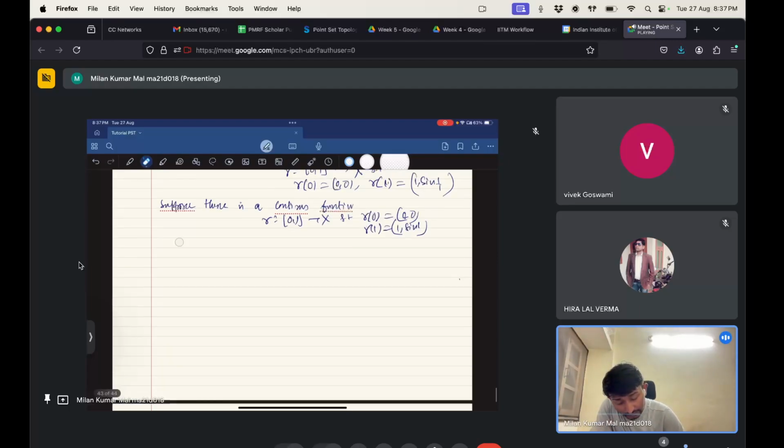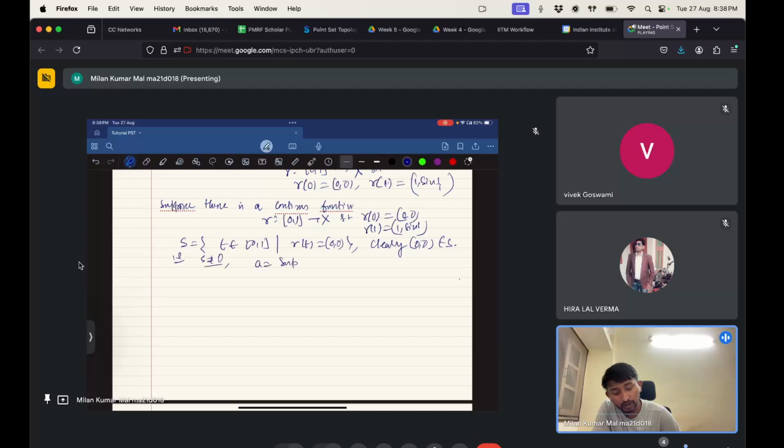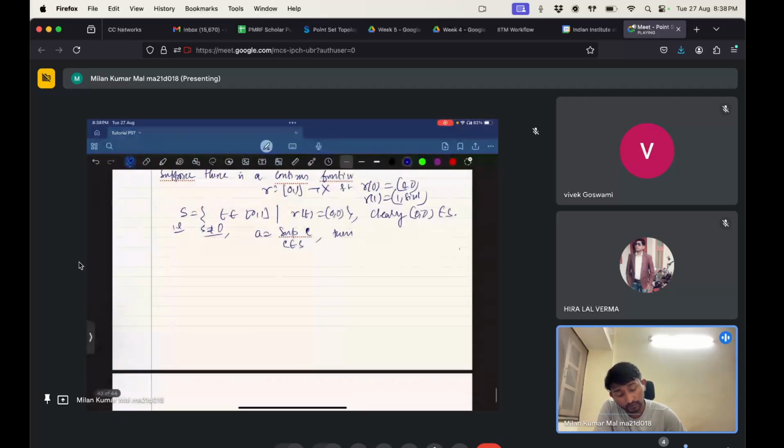Now take this set. Take S to be the set of all t belonging to [0,1] such that gamma of t is (0,0). Clearly, (0,0) is in S, which means S is non-empty. Take A equal to the supremum of the elements c belonging to S. Then the supremum c belongs to S.